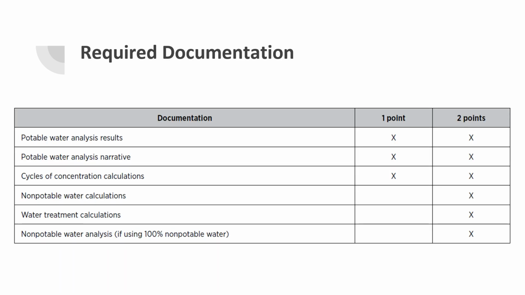The required documentation for this credit category is as follows. For 1 point, you must provide potable water analysis results, potable water analysis narratives, and the cycles of concentration calculations. For 2 points, you must additionally provide non-potable water calculations, water treatment calculations, and non-potable water analysis if using 100% non-potable water.